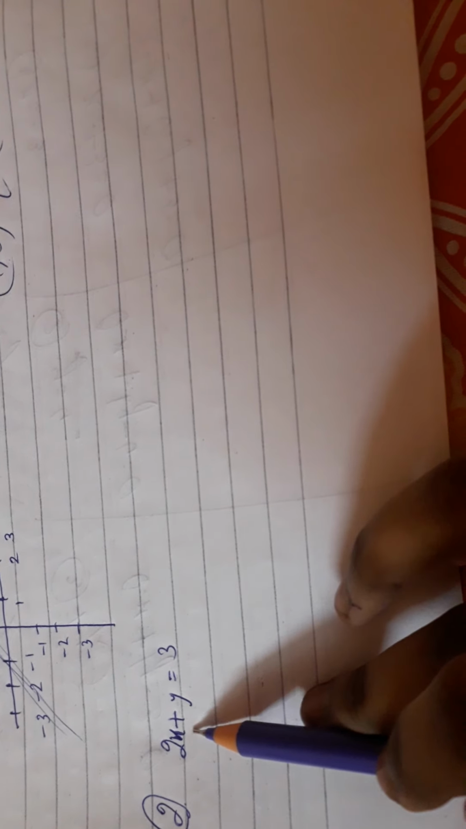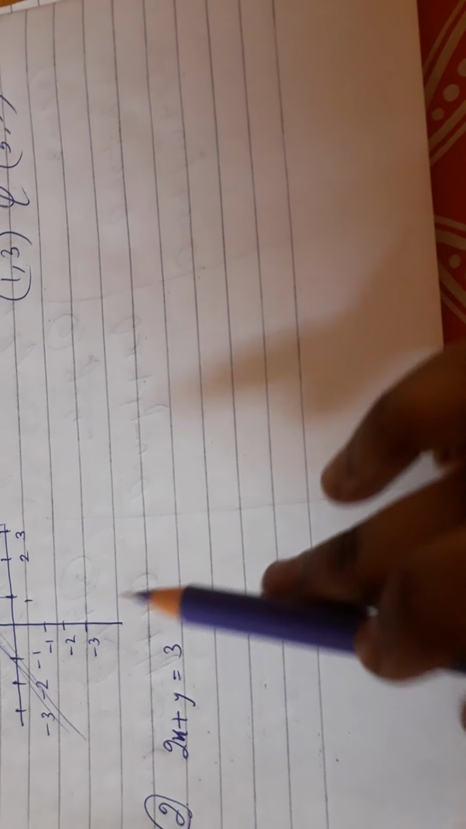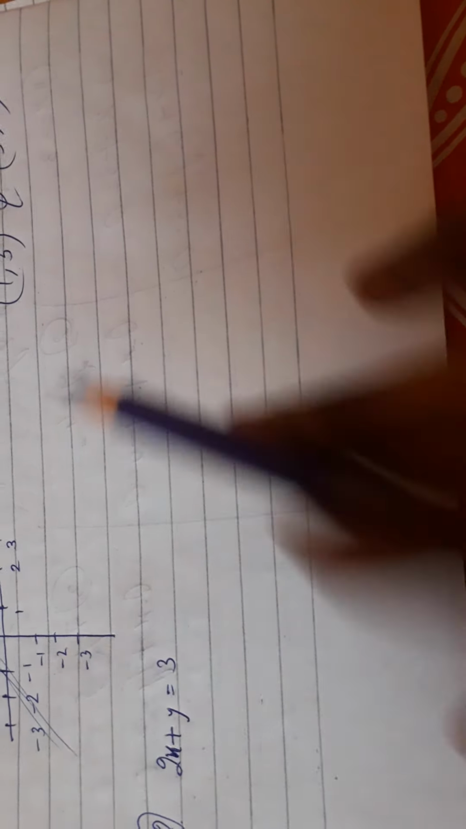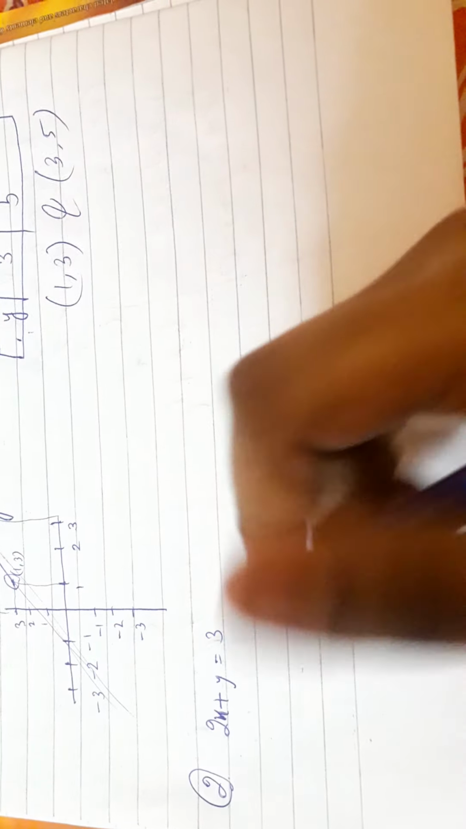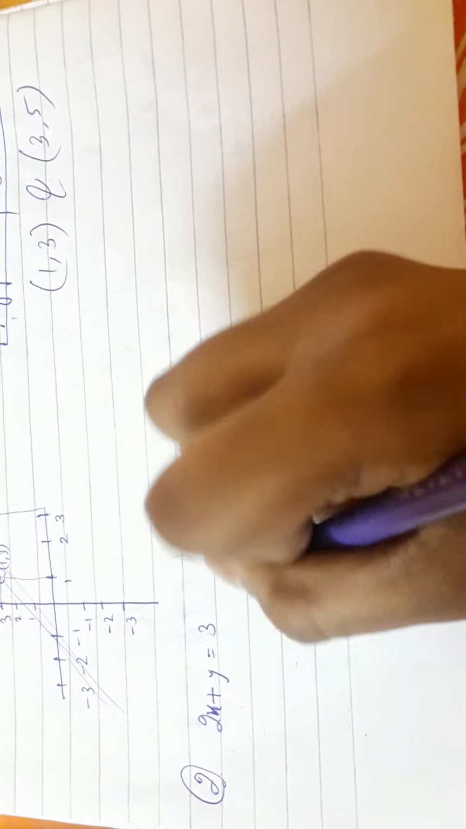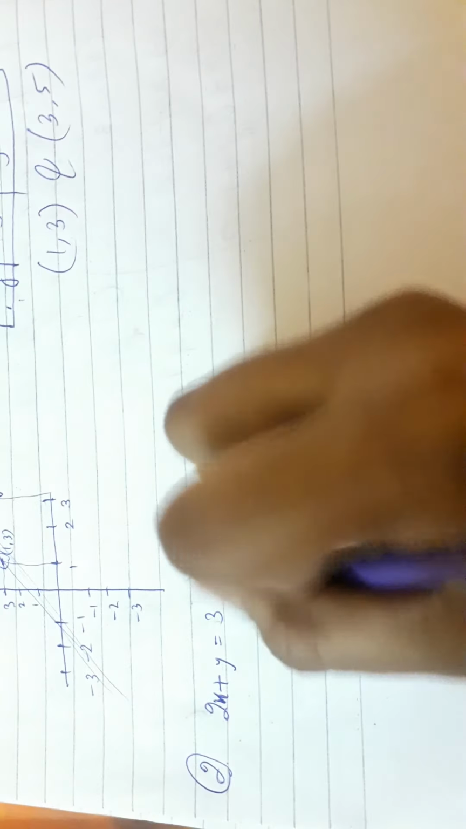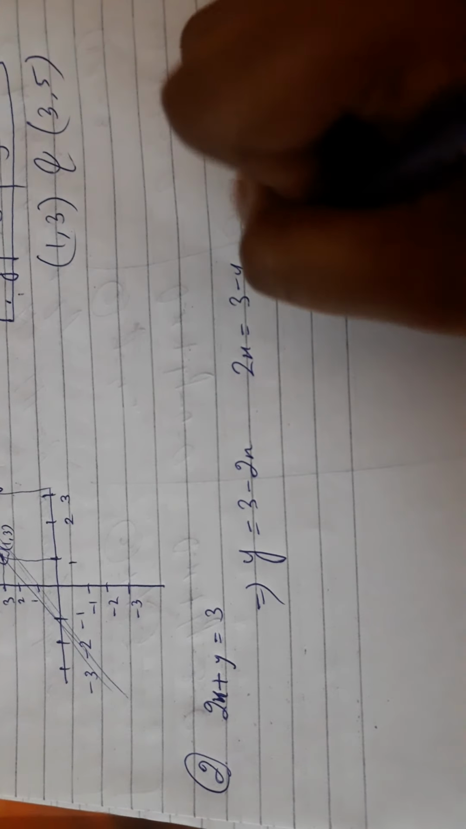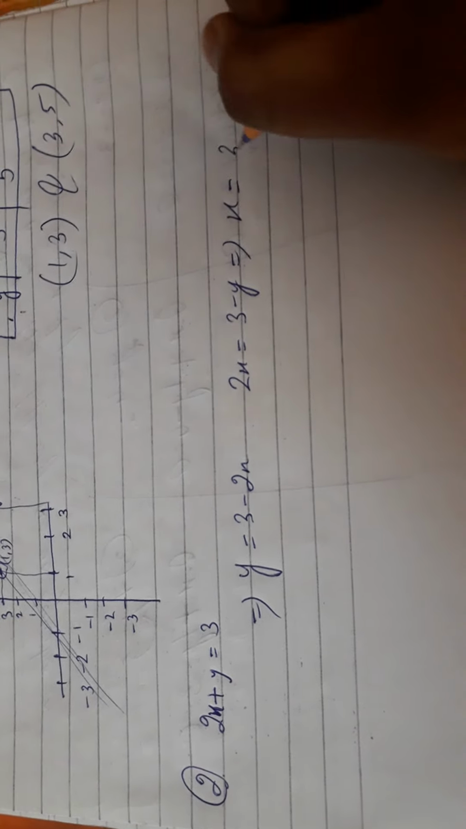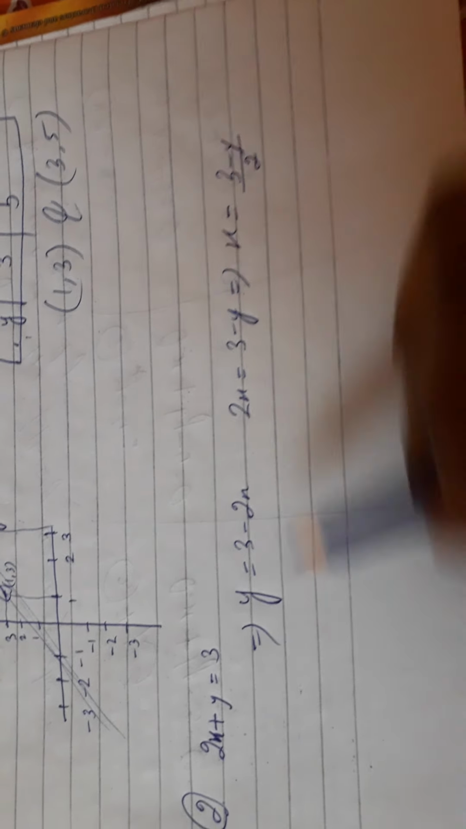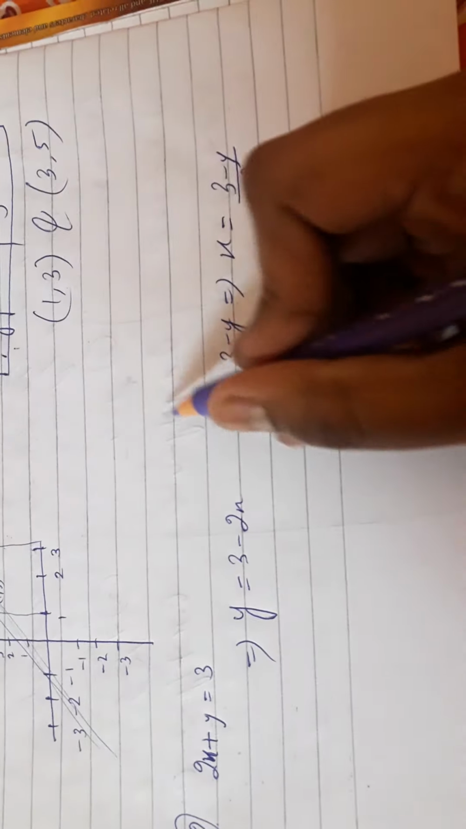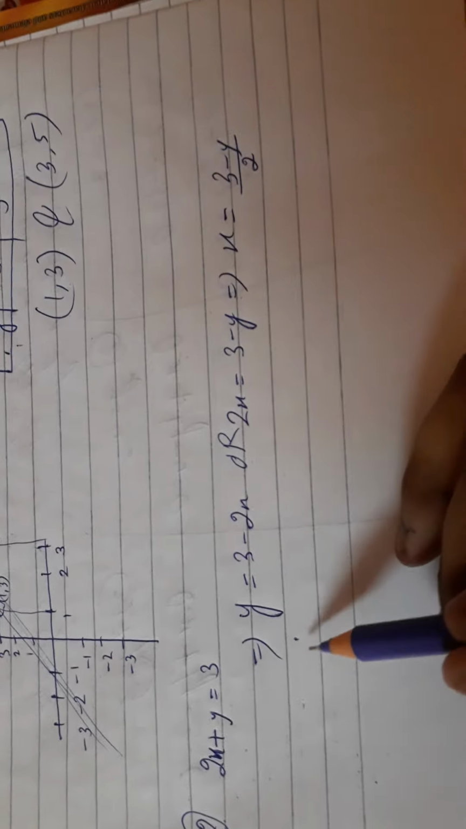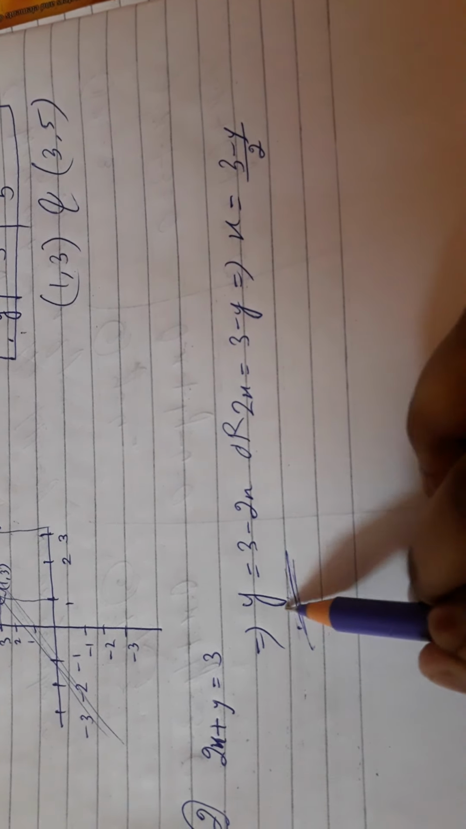The second one given is 2x plus y equals 3. I have already told you that you have to first arrange it. It may be in terms of y or in terms of x. If you arrange it in terms of y, then y equals 3 minus 2x. Or in terms of x, you will get 2x equals 3 minus y, which implies x equals (3 minus y) divided by 2. Here you can arrange it both ways, either in terms of y or in terms of x. Now I am taking it in terms of y.